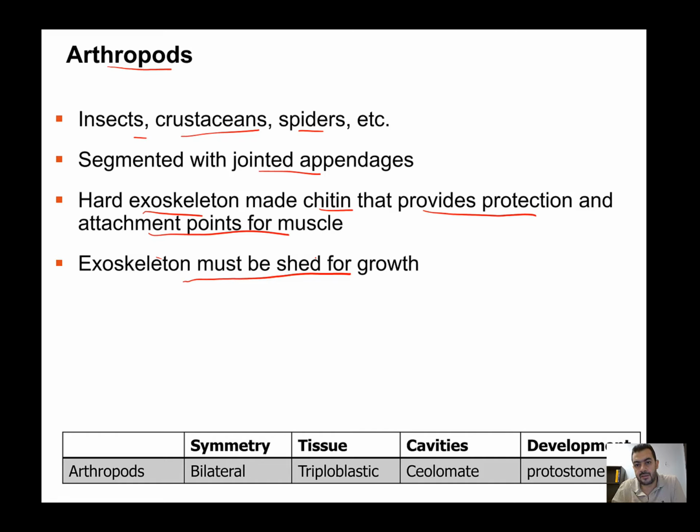Most of the chitin will be absorbed. The remaining parts will be shed out. Then a new, bigger exoskeleton will be produced, and it gets hardened with time, and by doing that, the organism is allowed to grow in size. They are bilateral animals. They have the mesoderm, so triploblastic, and they have a true cavity, and they are protostome in terms of development.